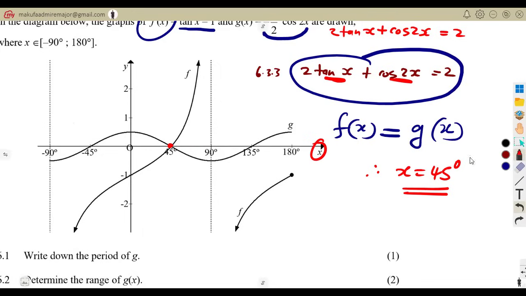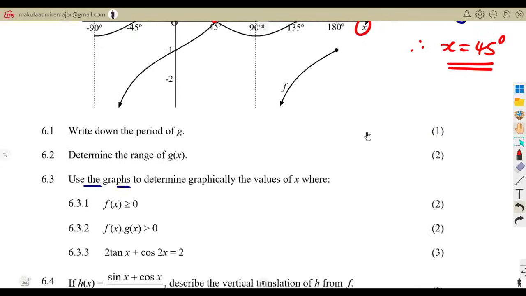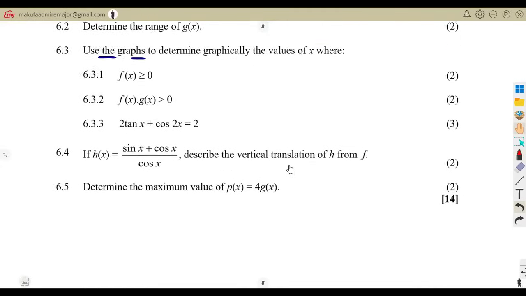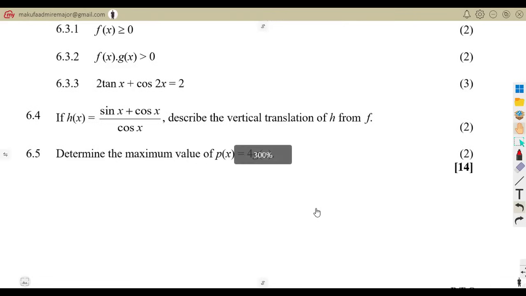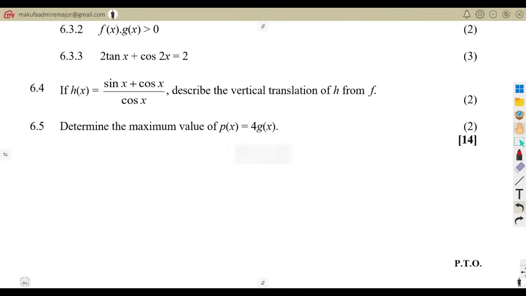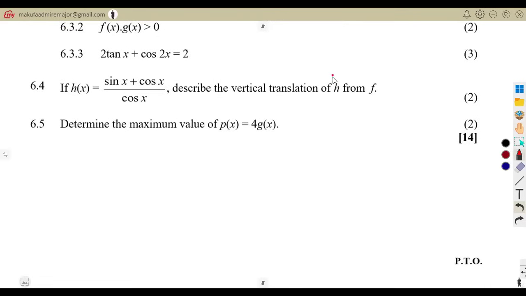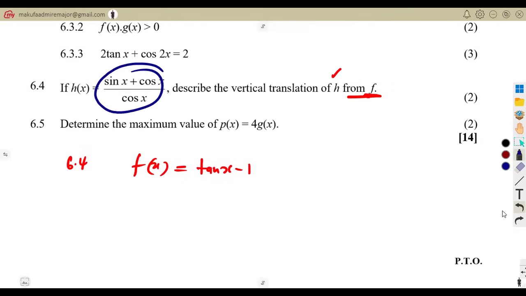The two graphs are intersecting. That is what they simply needed there. All right. On another question, they're saying if h(x) is given as this equation, describe the vertical translation. They already told us that is a translation of h from f. From f. What was our f before? Remember, our f of x was given as tan x minus 1. So from this f, how did we transform to this h(x)?